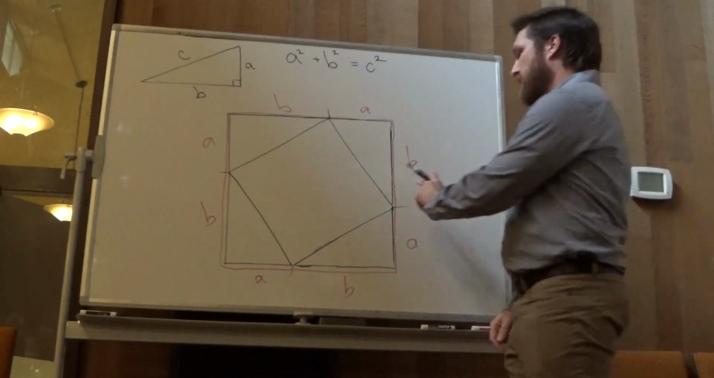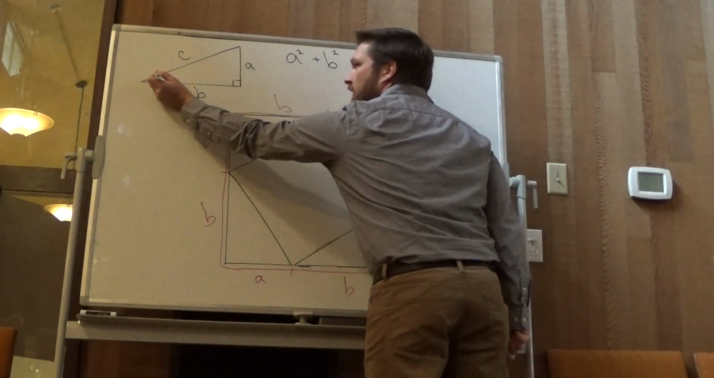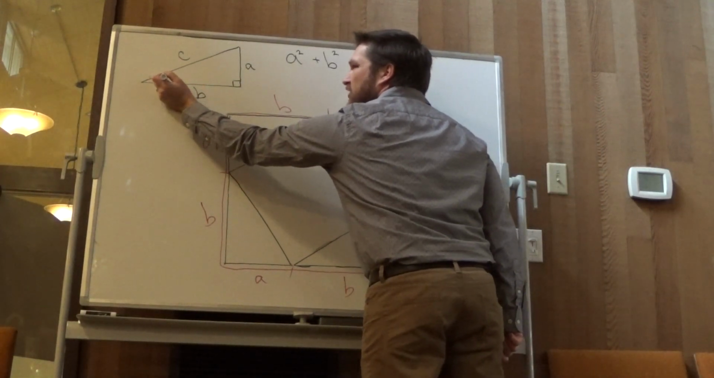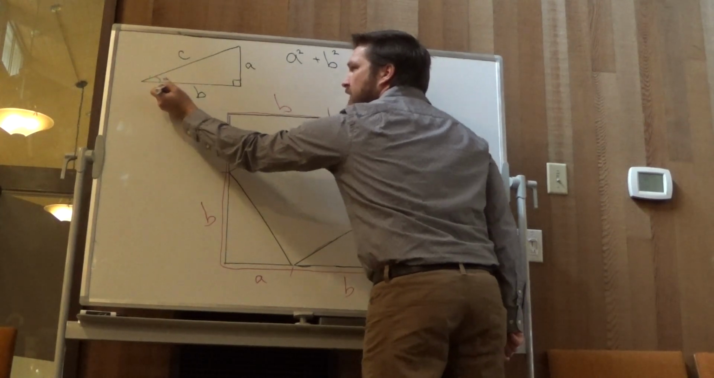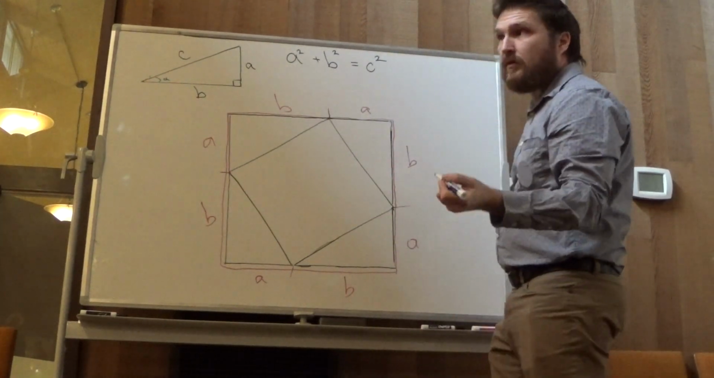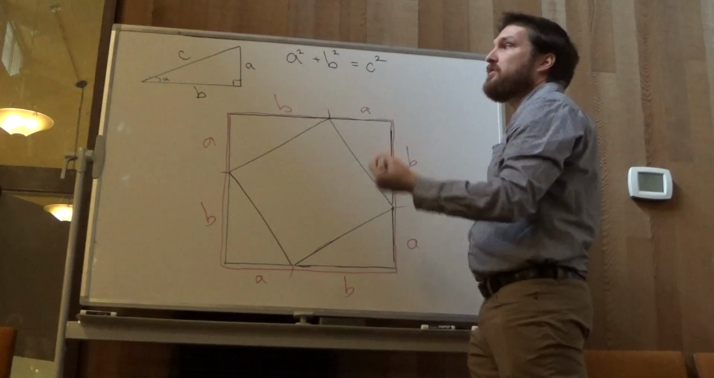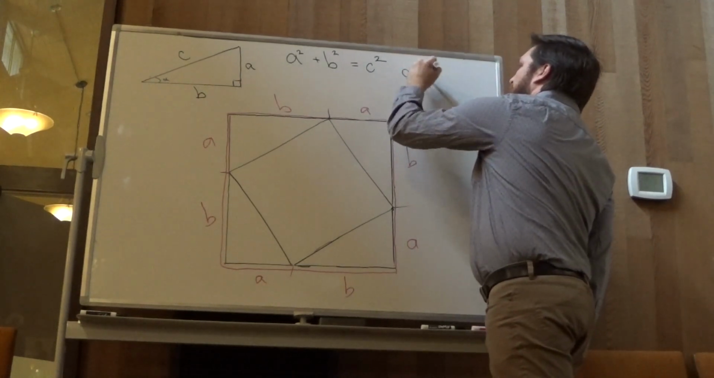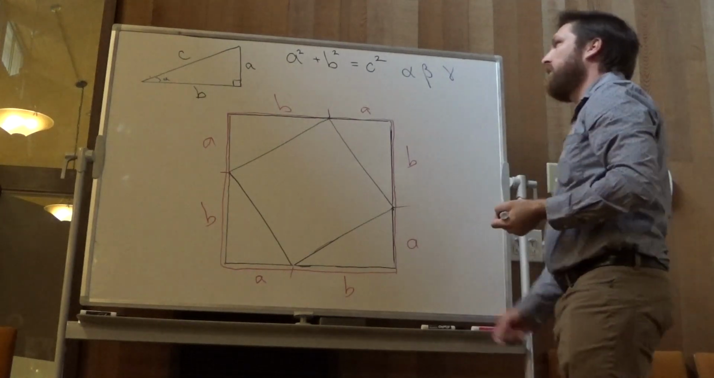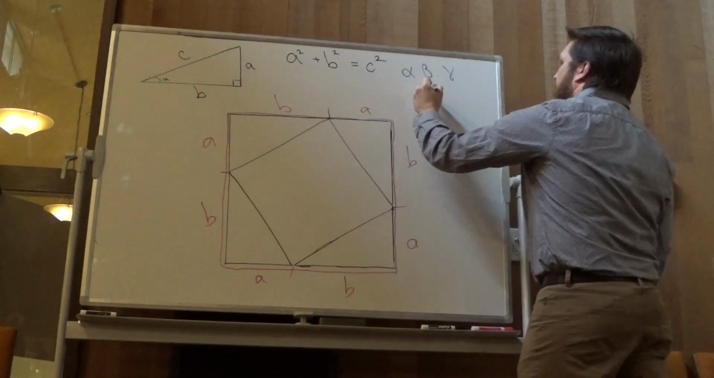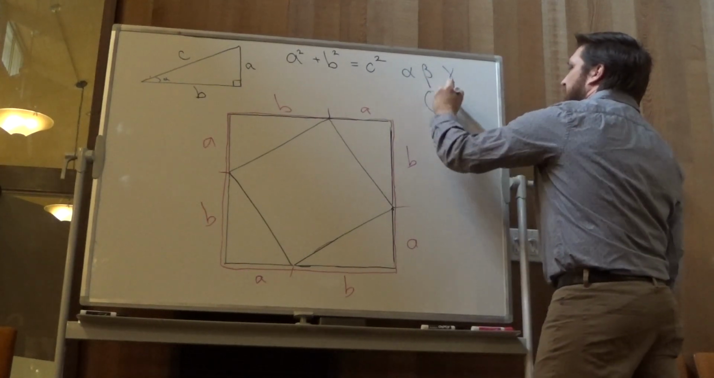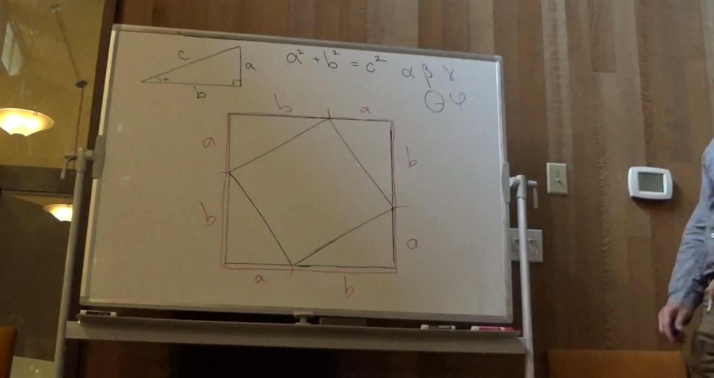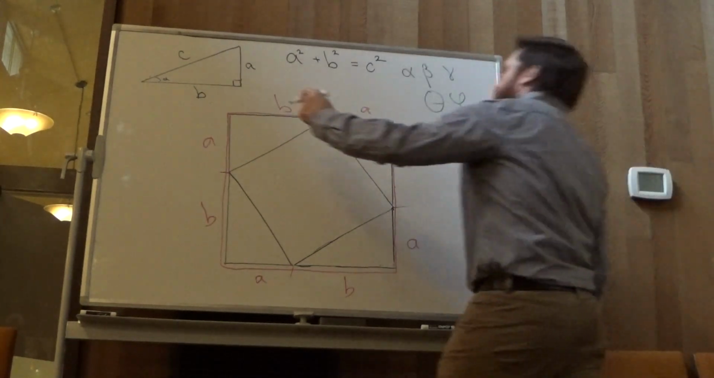Another way to do it is this. You could say, well, the smaller angle here, whatever it happens to be, let's just call it alpha. And we're going to be using Greek letters almost all the time to denote angles. So alpha, beta, gamma, right? And more often than not, we're also going to be using theta and phi. But just so you know.